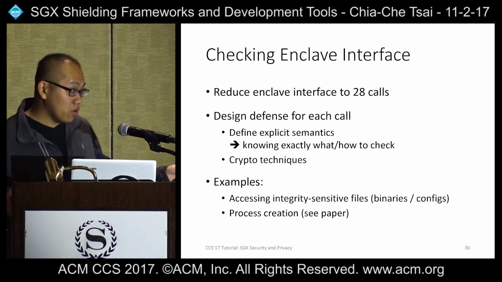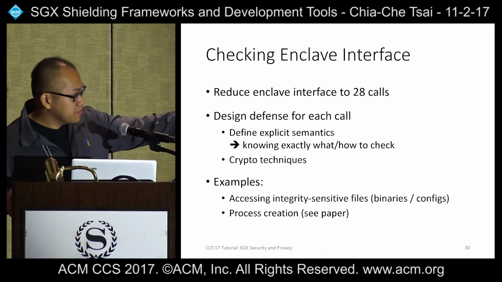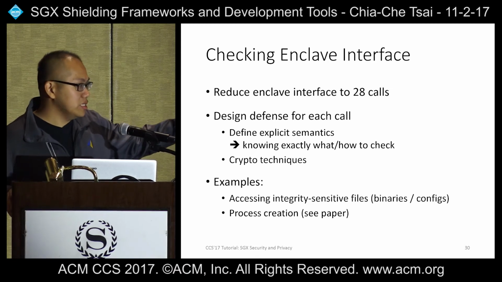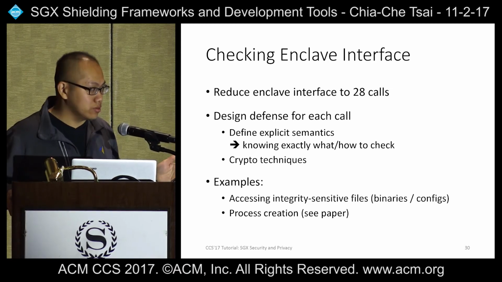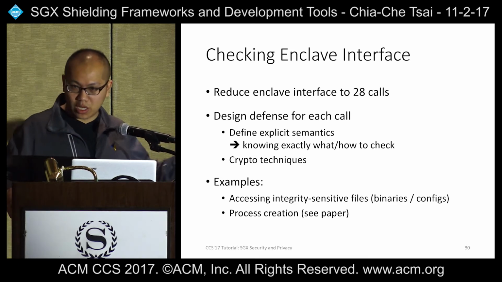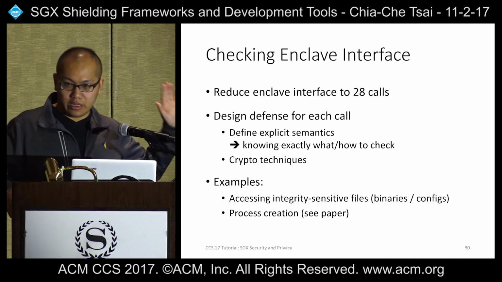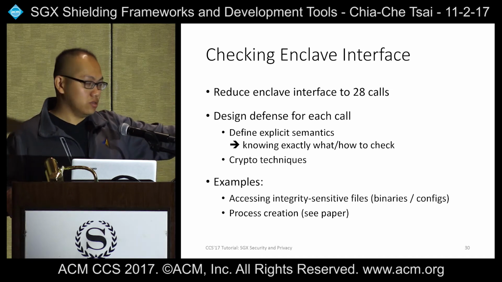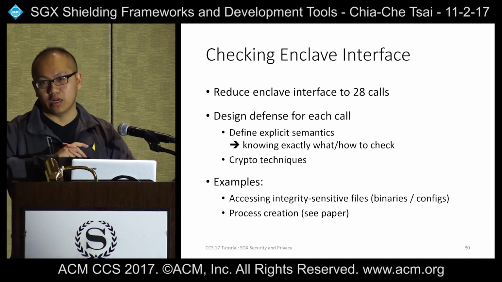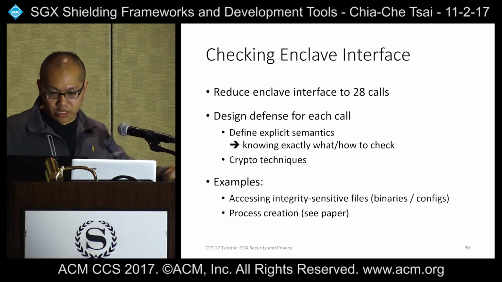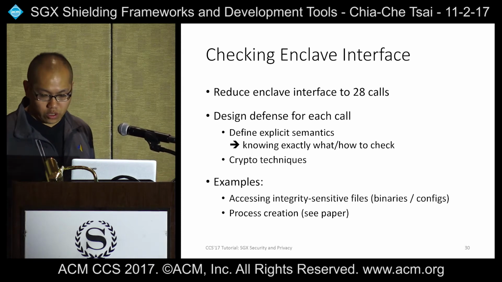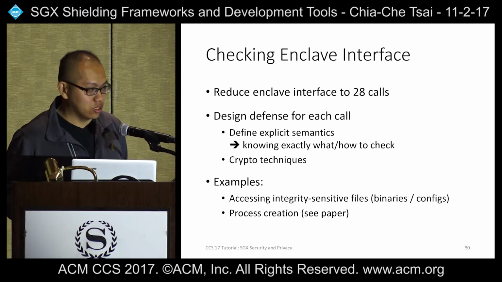I'm going to show an example of how to do that. The example I'm going to show is how we protect access to integrity-sensitive files, such as binaries or configuration files. There's actually also a very cool example, which is process creation. I don't have time to talk about it here, but you can see the paper about it. Basically, the idea is you can build a TLS connection between each enclave, and they use those connections for inter-process communication, including forking.